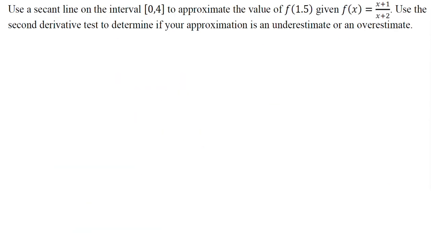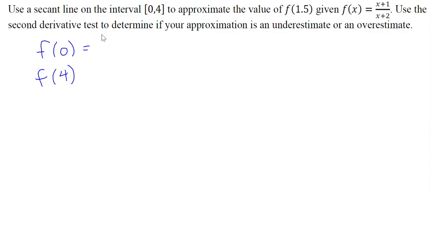All right, another secant line one here. So we're going to use a secant line on the interval 0 to 4 to approximate the value of 1.5. So first, we need to find the value of f of 0 and of f of 4 so that we can find the slope of the secant line.